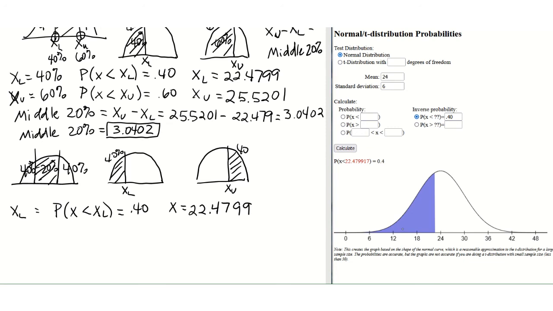Now when I'm doing the upper boundary, remember that this first inverse probability is always going to give me a left-tailed test, because it's going from 0 up to whatever my x value is. So if I want to do the reverse and get a right-tailed test, I'm going to use this other probability. To get the x upper, I want all of my x values that are greater than my upper limit. I want to get the upper 40%.